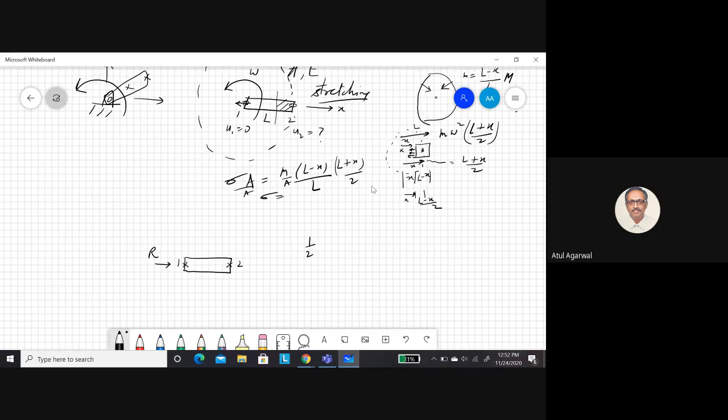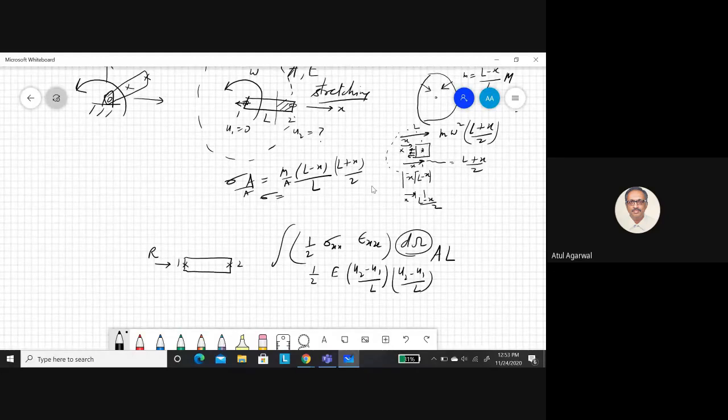You will say half sigma xx epsilon xx, and you have to integrate over the volume. What is the volume? In this case, area into length. What is your stress? Young's modulus into (U2 minus U1) by L. Similarly, the strain here. So this is the strain energy expression.